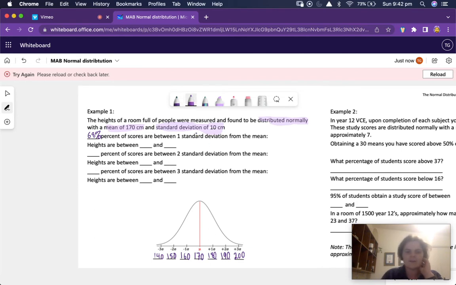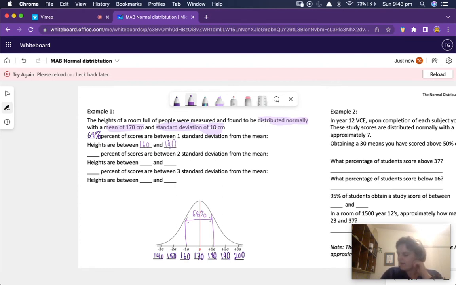That is representing one standard deviation from the mean. So that's 160 to 180. That'll be our 68% in there. So that's heights between 160 and 180.